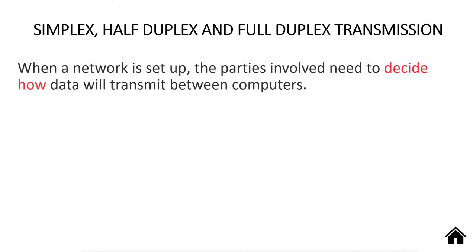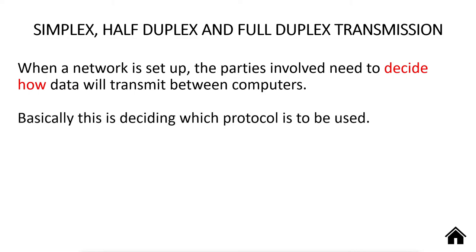So when a network is set up, we need to decide how the data will be transmitted between computers. And we have to both agree. Party A and Party B have to both agree. And you might be thinking, okay, we agree by talking about protocols. Yes, we do. We have to agree on our protocols depending on what we're sending. But we also need to decide what duplex mode to use. So not only do we look at protocols, we look at duplex modes.